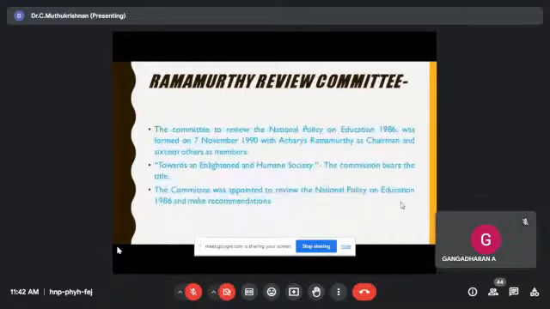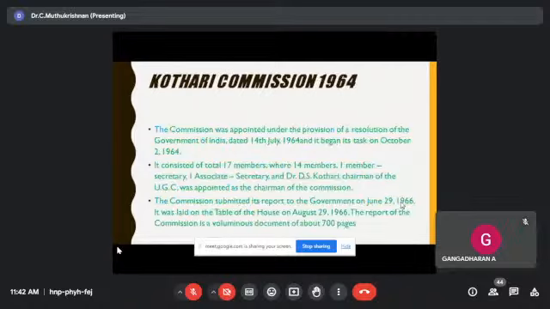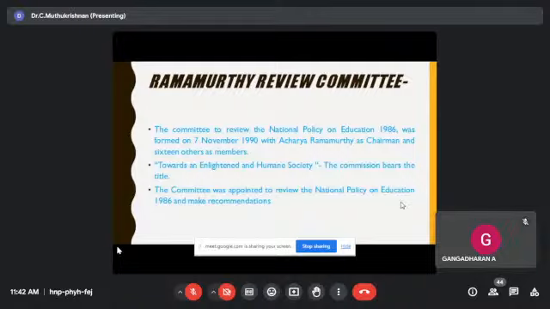And after Dr. D.S. Kothari Education Commission, we have to study the Ramamurthy Review Committee. So what is the Ramamurthy Review? It means the committee to review the National Policy on Education, NEP 1986. You know that when Rajiv Gandhi was the prime minister, it was established by the Ministry of Human Resource Development. At the time, Narasimha Rao, the former prime minister, was the first MHRD minister. The Ramamurthy review committee was appointed on 7th November 1990 with Acharya Ramamurthy as the chairman and 16 others also members.